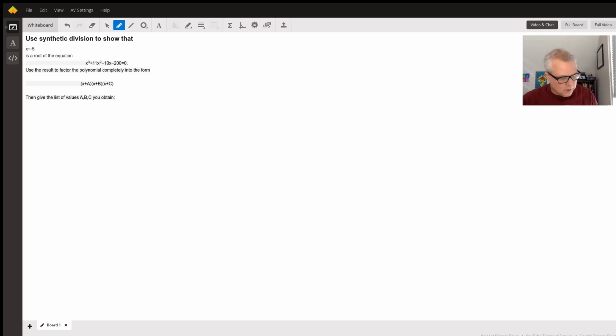What we're going to do is start by setting it up, putting the potential root, -5, in a small box like this. And then next to it, we're just going to list the coefficients of the cubic that we are dividing. So 1, 11, -10, and -200. We aren't missing any terms, by the way. We aren't missing any powers of x.